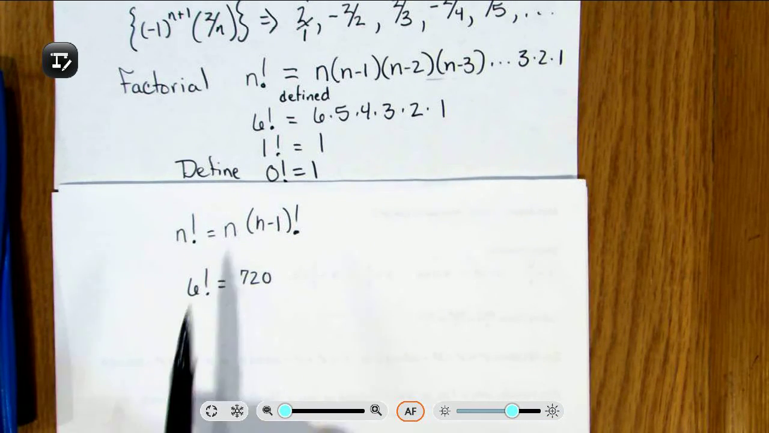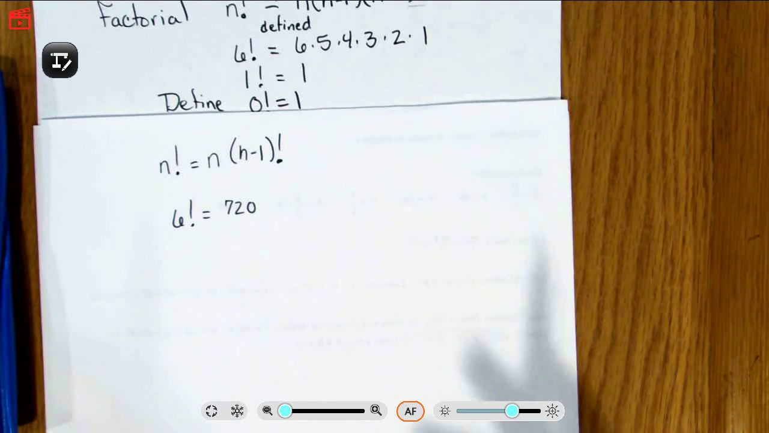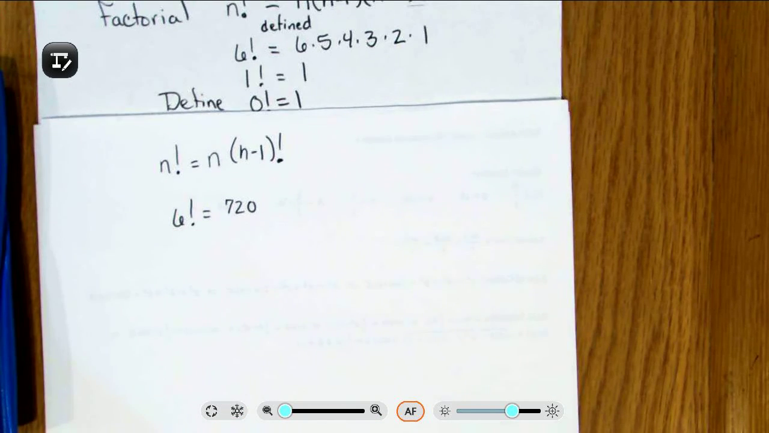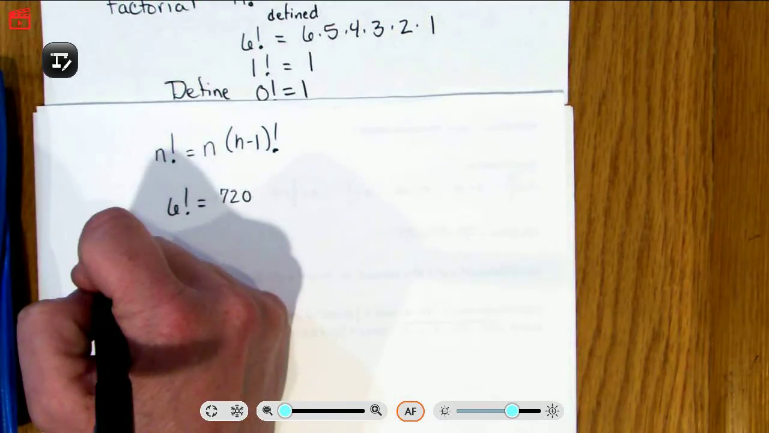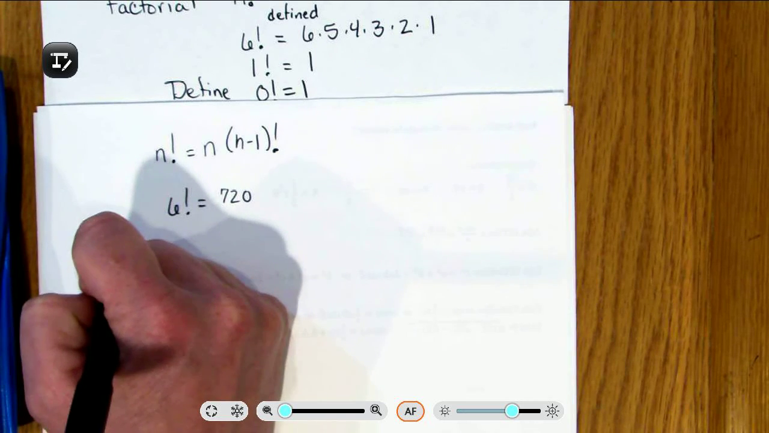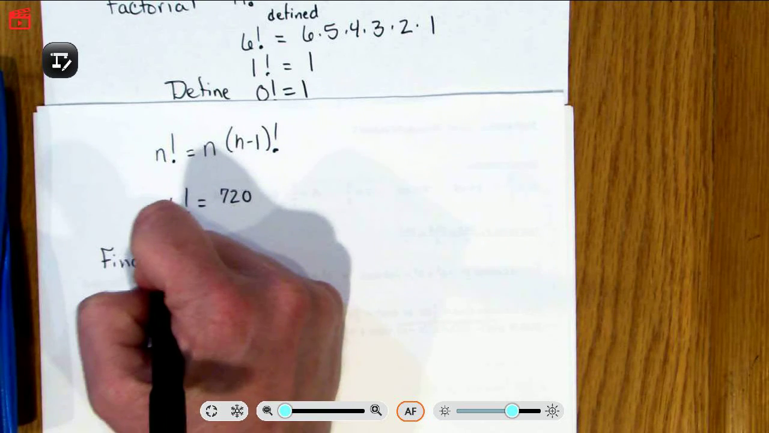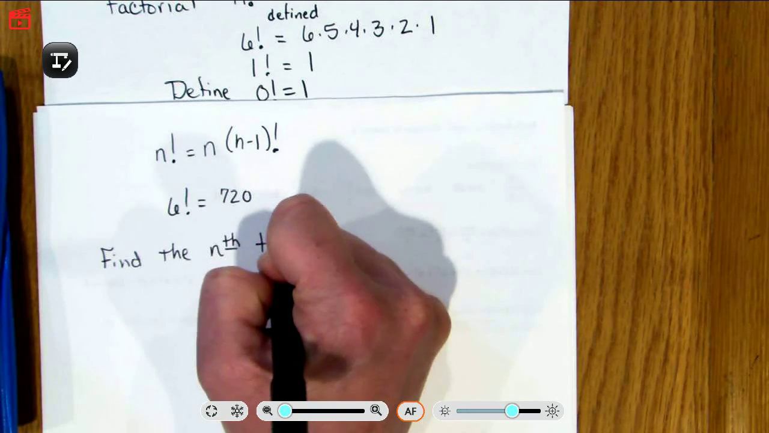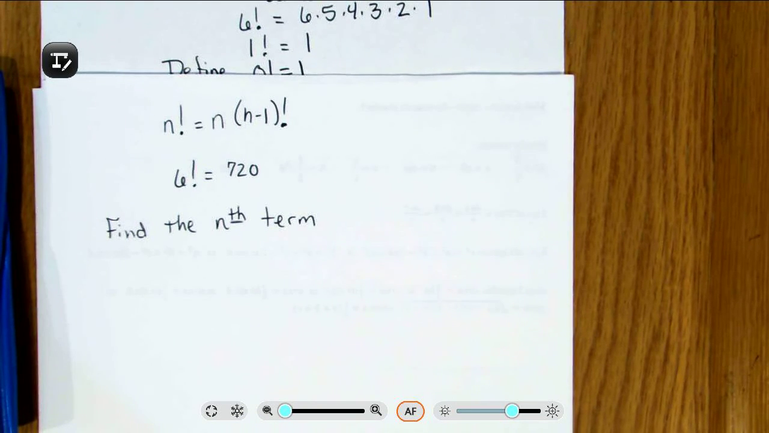Okay. This does grow very quickly, so it doesn't take very long for our numbers to get too large for calculators, so just be aware of that. Some of the problems that you're going to see require you to recognize patterns. And so when they say find the nth term, they are basically saying find a formula for this sequence.